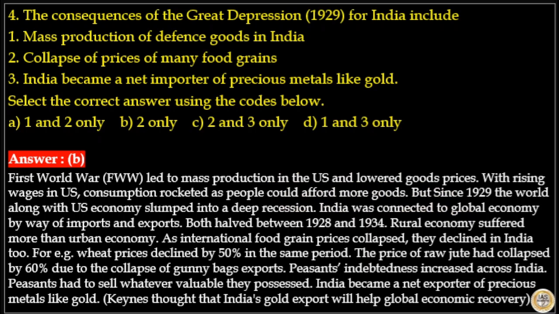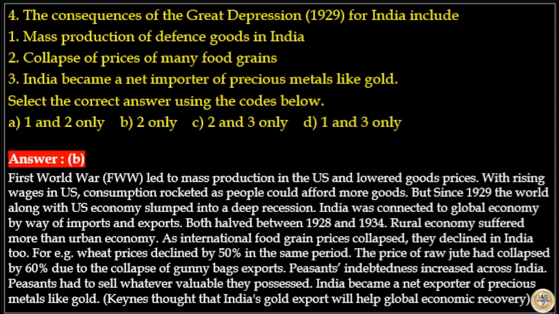First World War led to mass production in the US and lowered goods prices. With rising wages in US, consumption rocketed as people could afford more foods. But since 1929, the world along with US economy slumped into a deep recession. India was connected to global economy by way of imports and exports. Both halved between 1928 and 1934. Rural economy suffered more than urban economy.